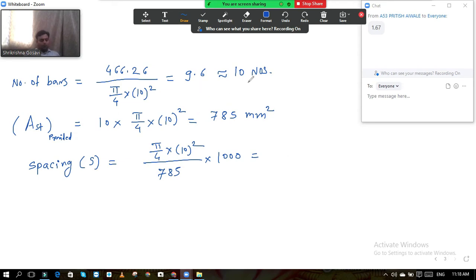Here why 10 number of bars are required? Here I think the calculation of number of bars is right. 466.26 divided by this, we are getting the answer as 9.6. Nobody is checking the calculations. Please check it. I think these number of bars are much more, because 10 bars are more number of bars for the staircase. Can you check this calculation once again? Will you check this once again? I am telling to all of you. Yes, sir. Yes, 466, sir.